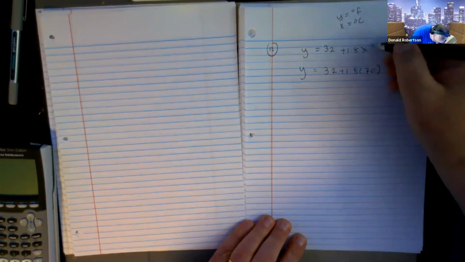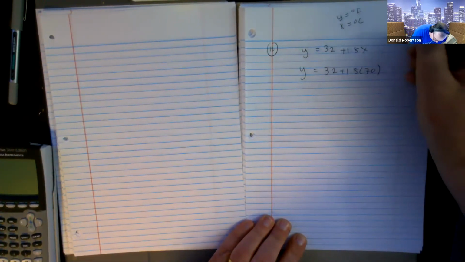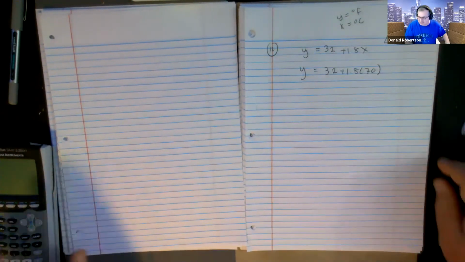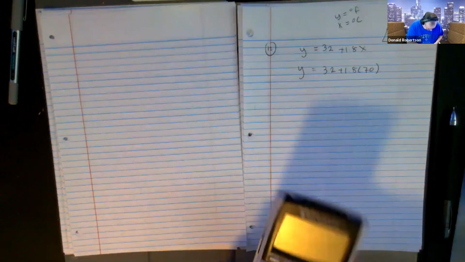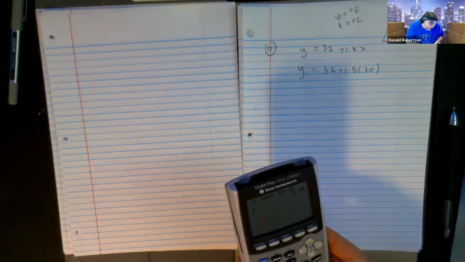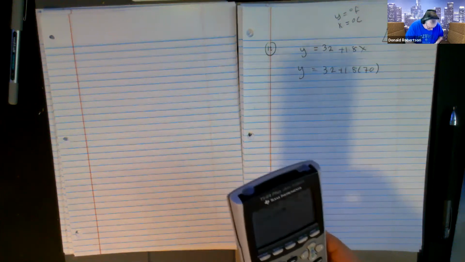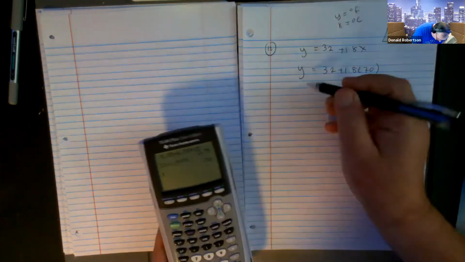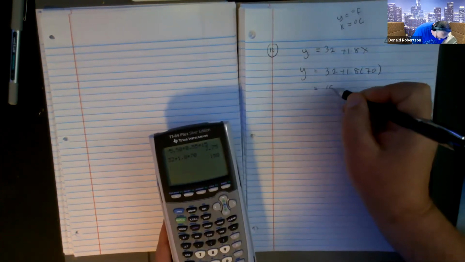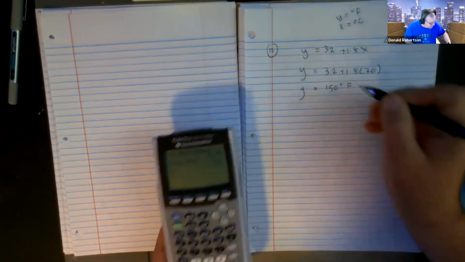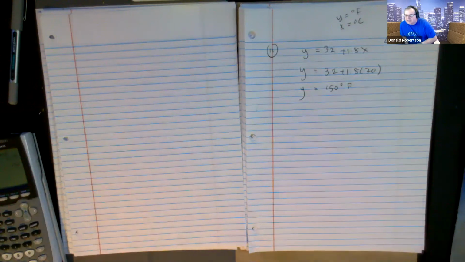My apologies. If you wanted to know what 70 degrees centigrade looked like, I got them back to front, you would get, here we go, 32 plus 1.8 times 70, and it would not be a good place to be, because the answer would be 150 degrees Fahrenheit.